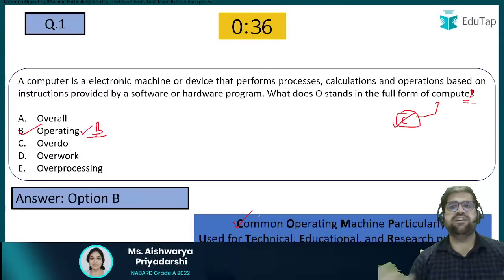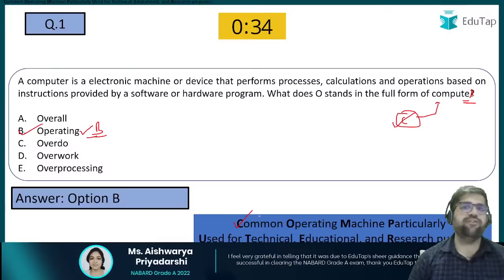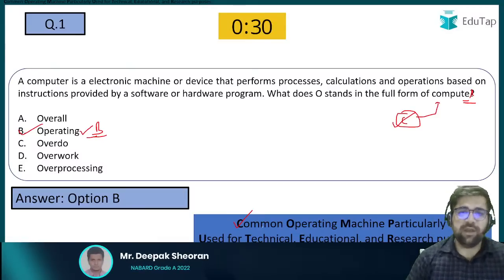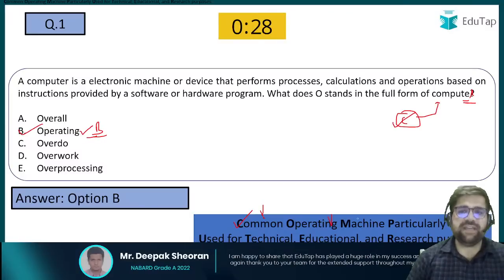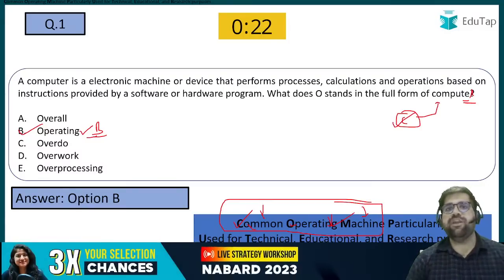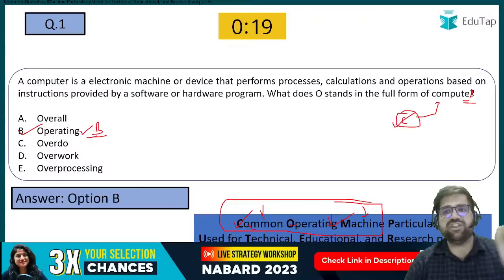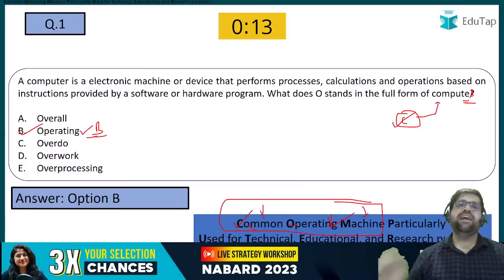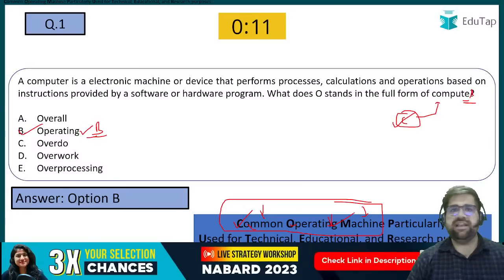Now, first we are starting with a very basic question of computer: what is the full form of computer in the most generally accepted form? Computer stands for common operating machine. This is the most basic full form which you have to remember. The acronym of computer starts with common operating machine, particularly used for technical, educational and research purposes. So you have to remember this. Any day a question can appear in your NABARD Grade A exam.